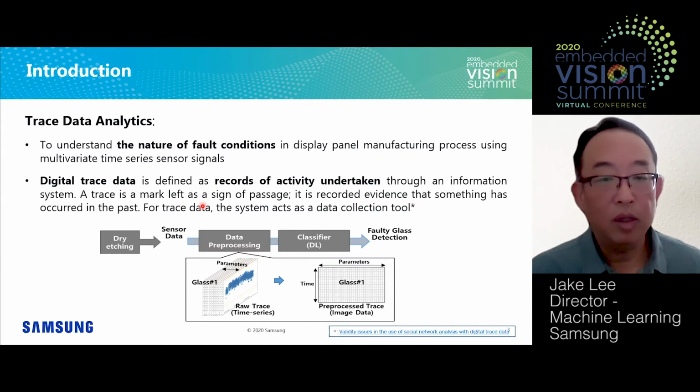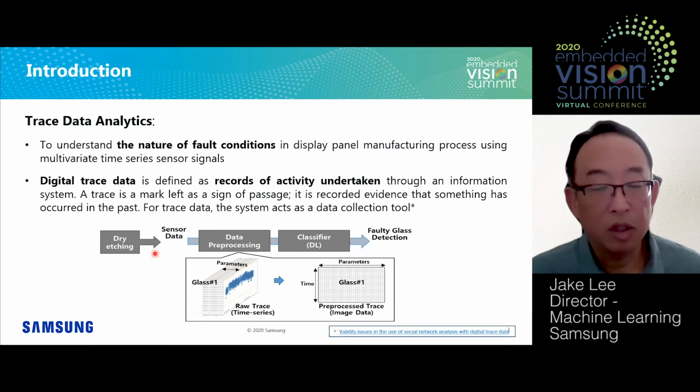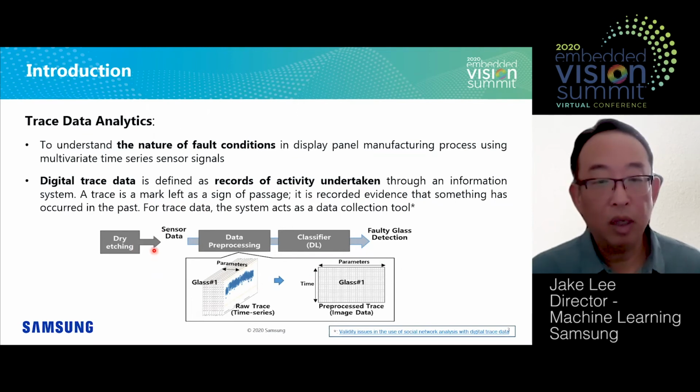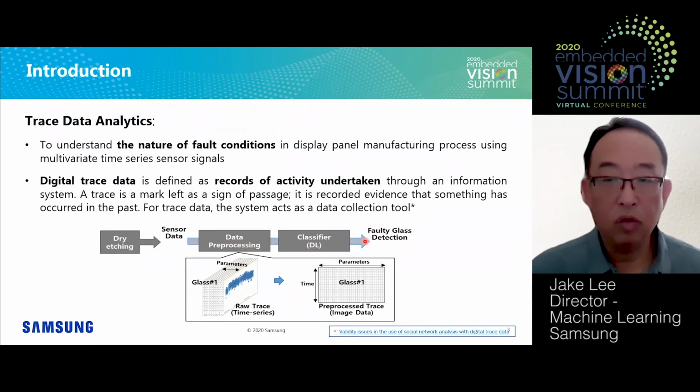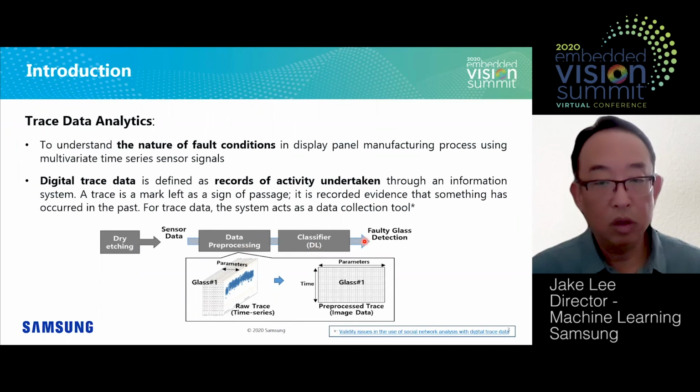So what that means in my case, from the manufacturing process, dry etching process, especially from the chamber data, I'm getting lots of sensor data from the manufacturing process itself. And this multi-parameter input data from the sensors is converted to 2D trace data using data processing, and I'm trying to make a classifier using a deep neural network to detect the fault conditions.